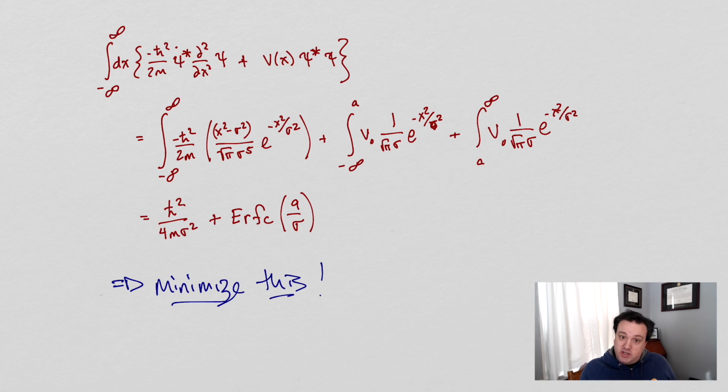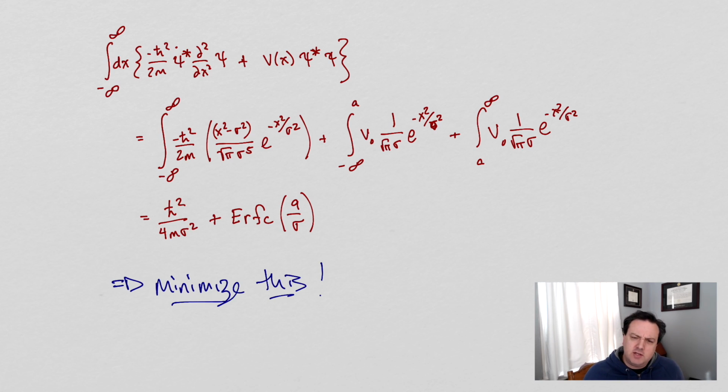The kinetic energy is something that I can do from minus infinity to infinity because the second derivative of the Gaussian is very well defined. And in fact, the integral that we get out is something that we can look up in a table or something we can do in Mathematica very easily.